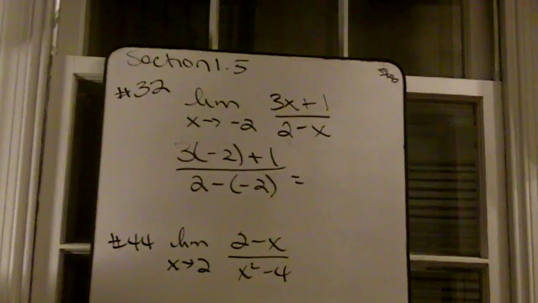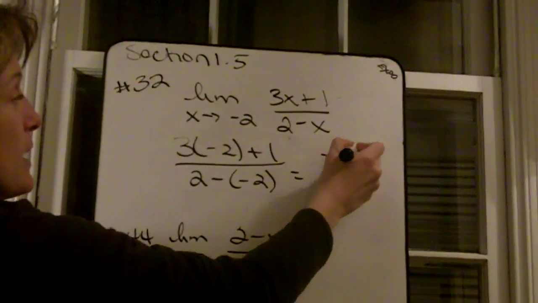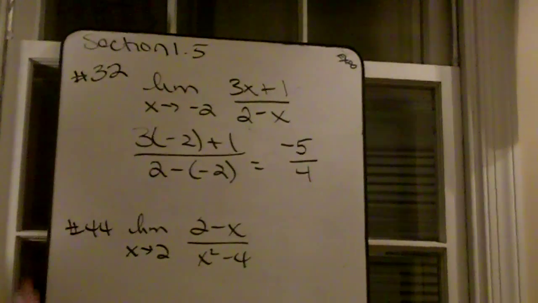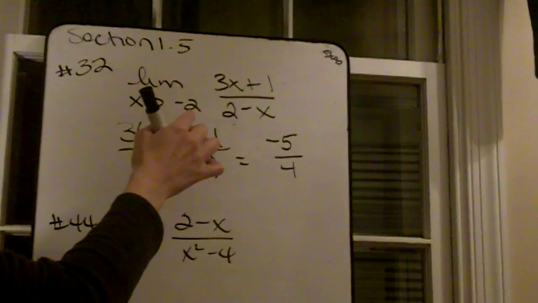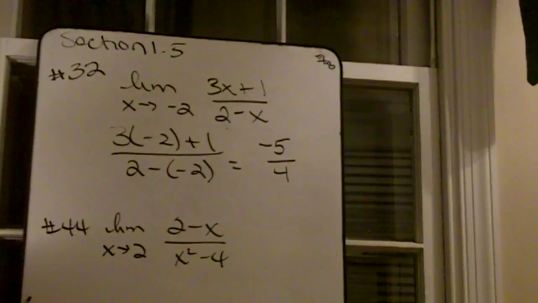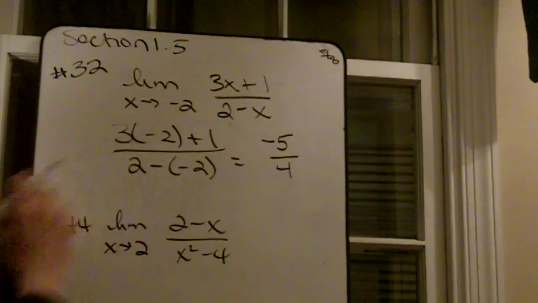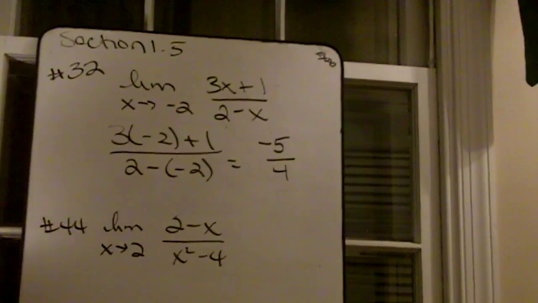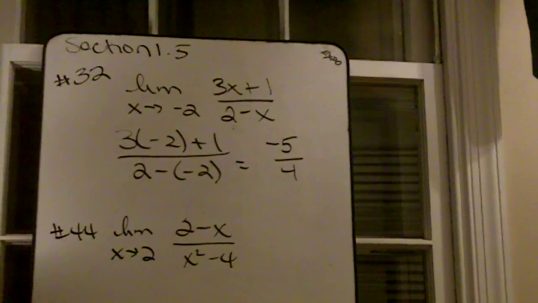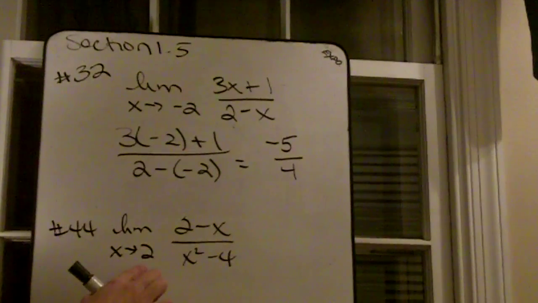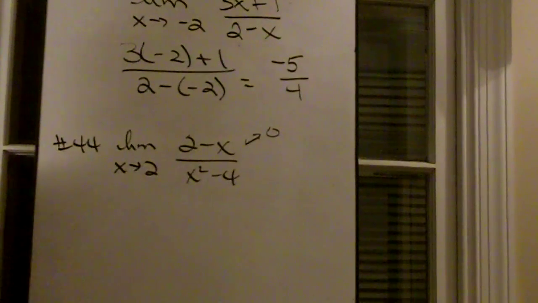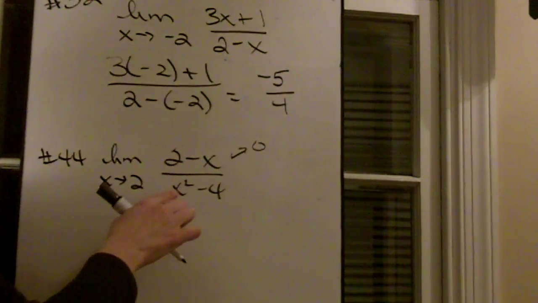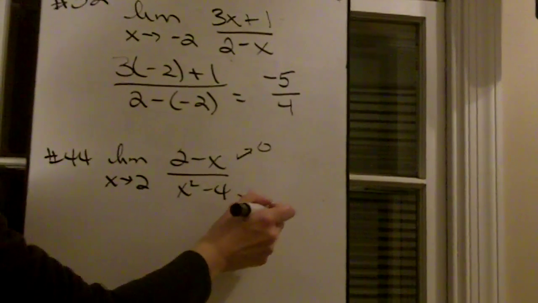I come up with -5/4. So by direct substitution, as long as you don't get 0/0, you can get your limits just by plugging the -2 in for x. If you tried that in 44, though, you plug 2 in, your numerator, 2 minus 2, would head to 0. And your denominator, 4 minus 4, would head to 0.